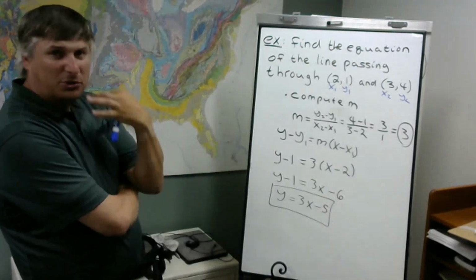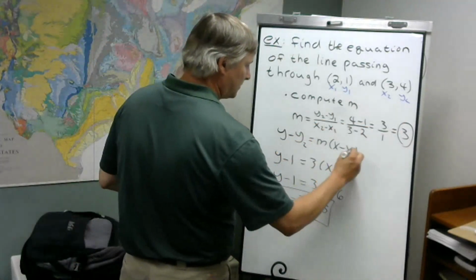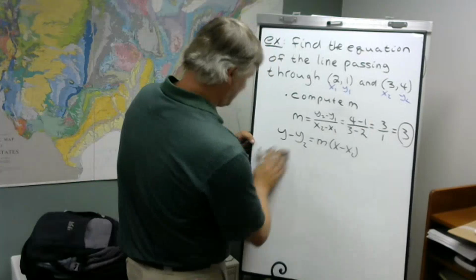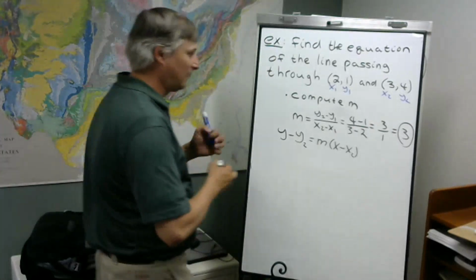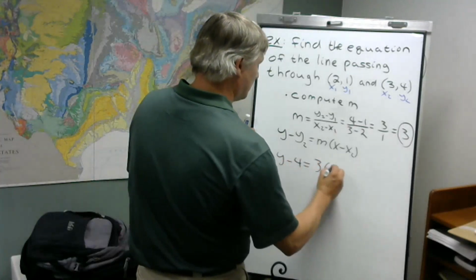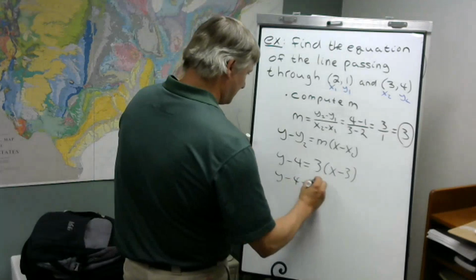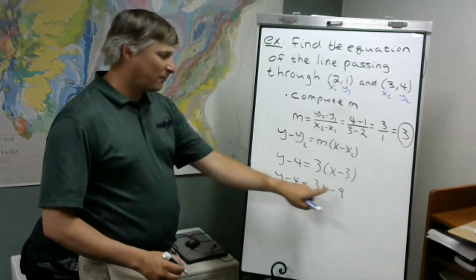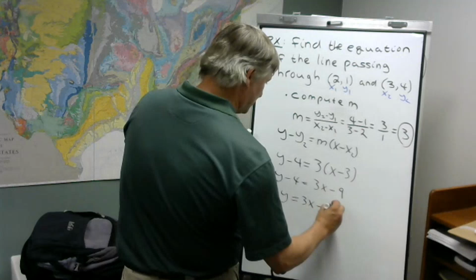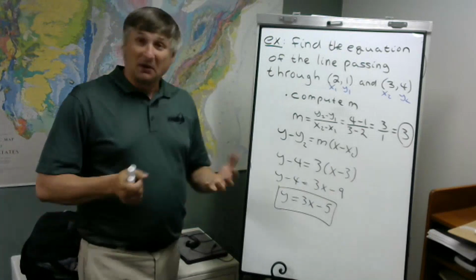All right. Now, let me just show you. Let's say I did use this point instead. So instead of y1, I used y2. Instead of x1, I used x2. It will still work. So distribute the 3. Add 4 to both sides, so negative 9 plus 4 is again minus 5. We get the same answer as before. So there you go, point slope formula.